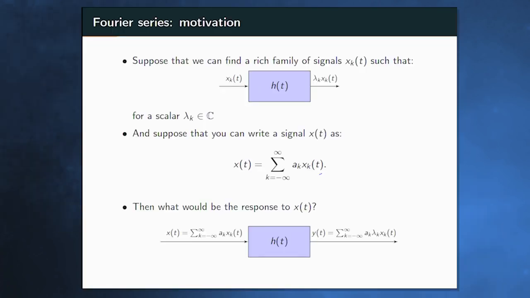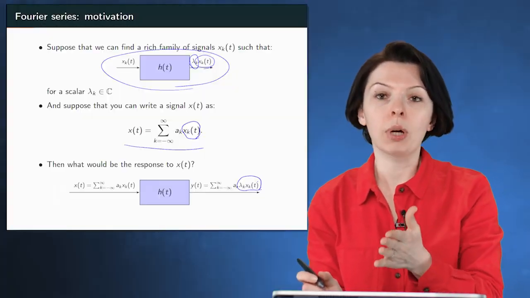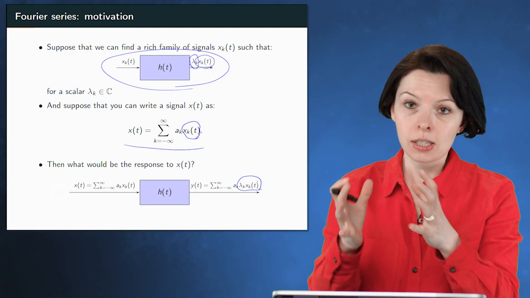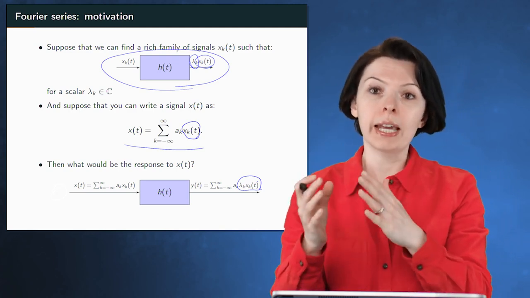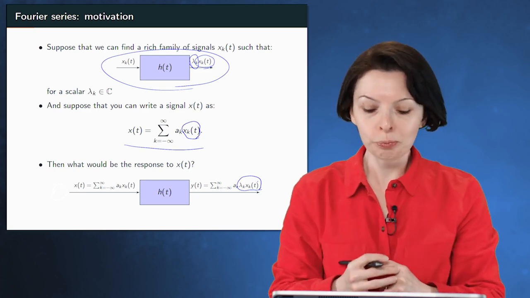Okay, for every x k of t, for every component in the summation of x of t, when it is applied to the LTI system, the output is going to be the same component multiplied by a scalar. Now that you have a linear combination of these components, the output is going to be a linear combination of similar components, just scaled by a factor of lambda sub k. So the output is going to be a linear combination of lambda k multiplied by x k of t, which is the response of the LTI system to x k of t.